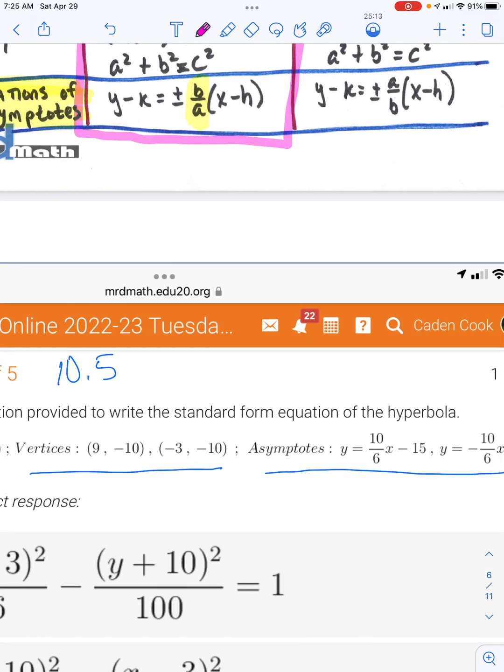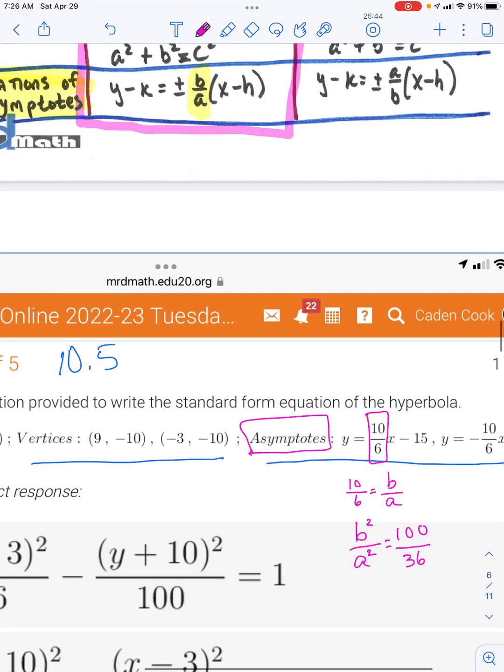So when I go down here to the asymptotes that they gave to us, right down here that I'm putting in a pink square, that's this value right here. So 10 over 6 is actually b over a. And I got that from right up here. Okay? So b over a. What we're interested in, though, is what b squared over a squared is, because those are the values we need to fill into our equation. So b squared, then, would be 100, and 6 squared would be 36.